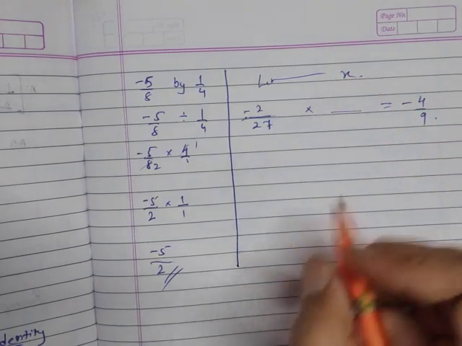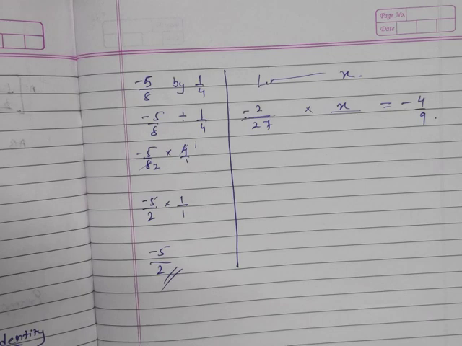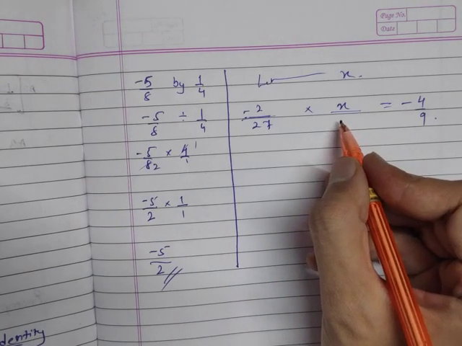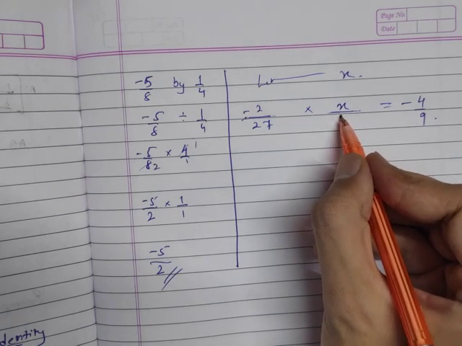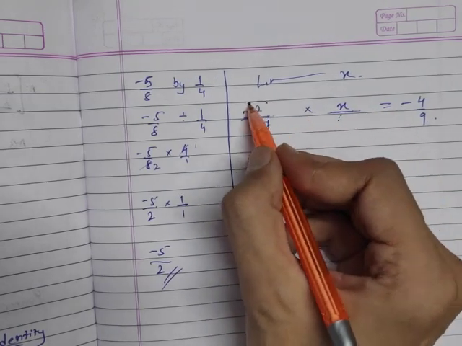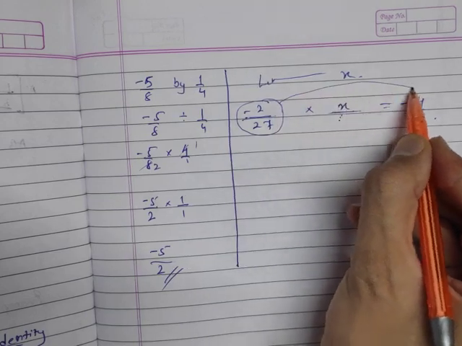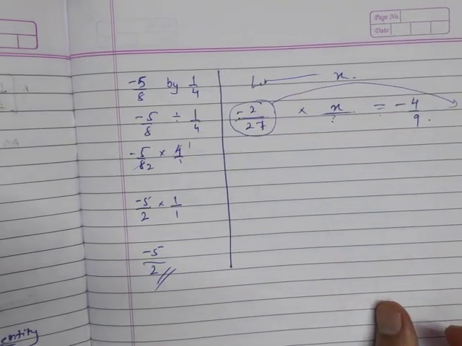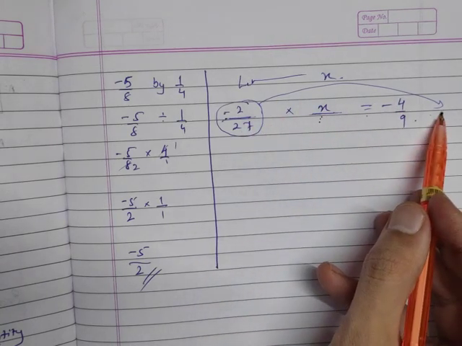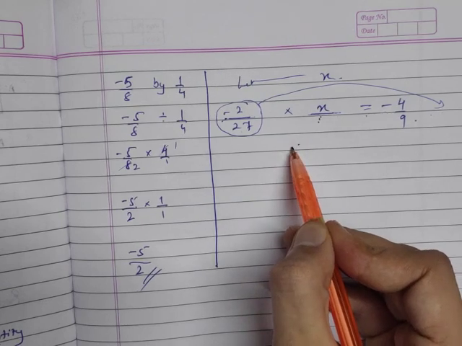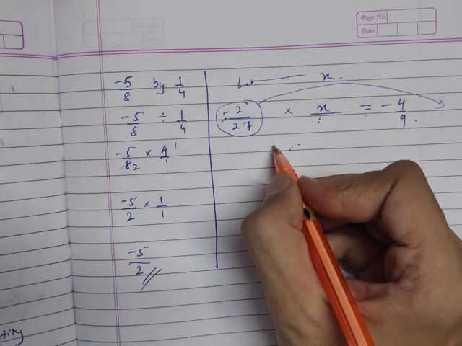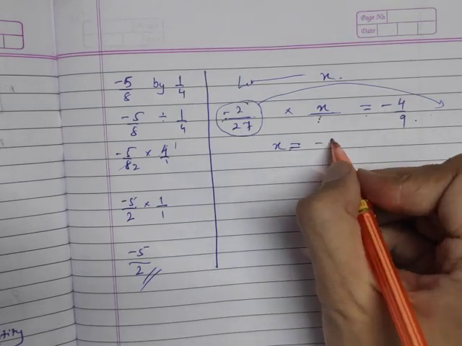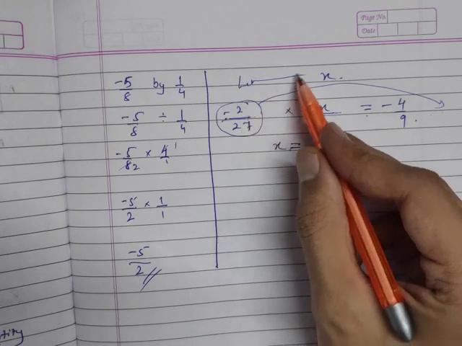Let the other number be x. So that means this is x. Yes or no? Yes. Now let's solve this. If I want to find x, I should keep x here alone and send this number to the other side of the equal to sign, so that x is left alone, because we need the answer for x. So x equals this, minus 4 by 9 as it is, because I did not touch it, but this I'm sending here.